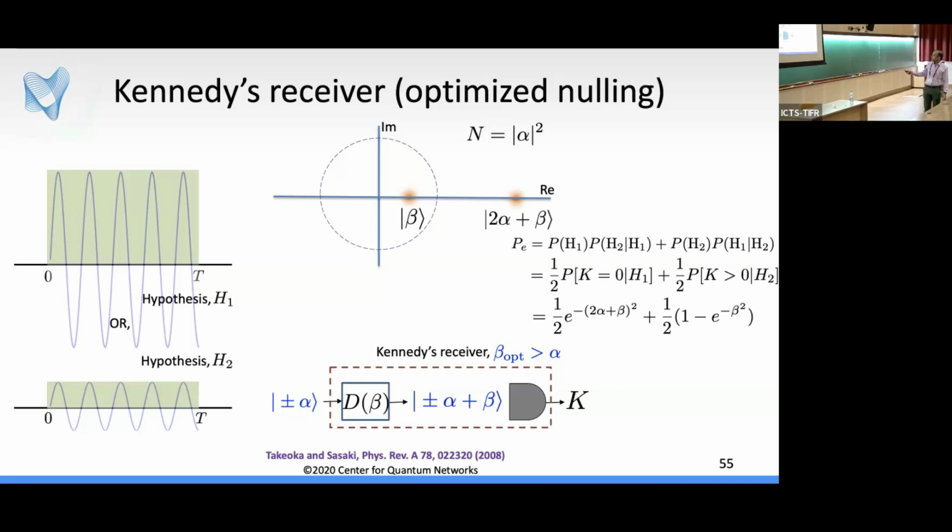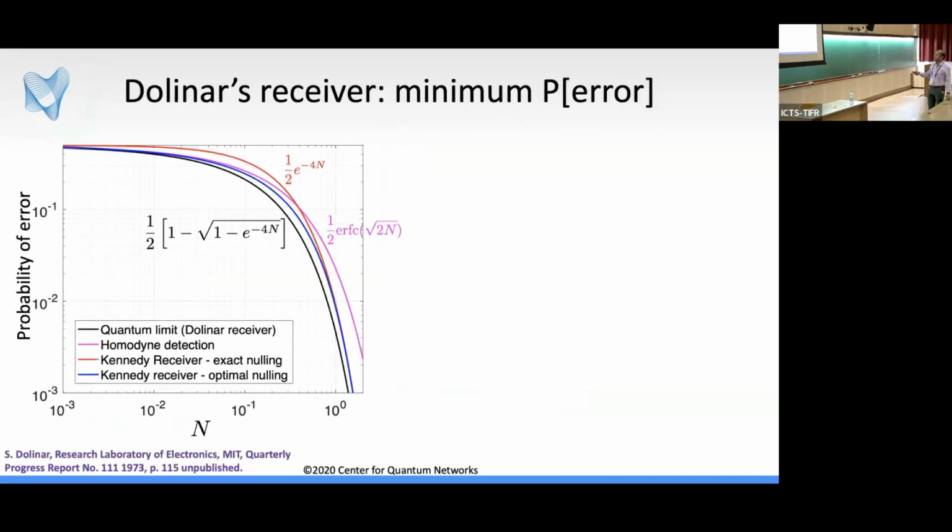If you optimize this probability of error over the choice of beta, you will find that the optimal beta is not alpha. It's very counterintuitive, which Masahiro Takeoka and Masahide Sasaki found in this 2008 paper. The thing is that this error term increases, but this one decreases even more so. So it compensates for it and there's an optimum beta. I don't want to write the formula. You can now plot everything. Take a look at it carefully.